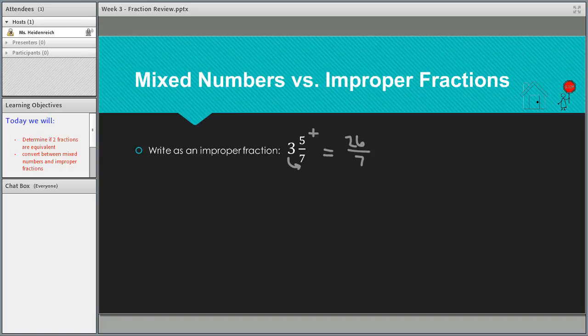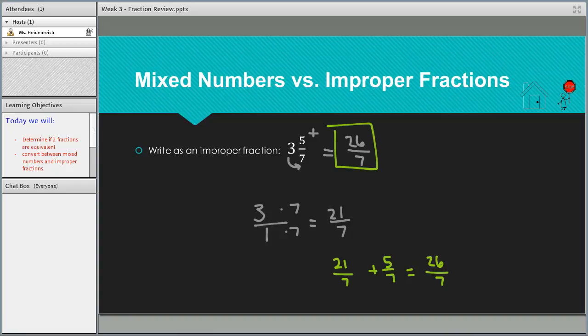Now written out so you can kind of see why that's true. 3, if you change it to have a denominator of 7, we really are multiplying by 7 over 7, and we get 21 over 7. And if you think about it, 21 divided by 7 is really just 3. So that's the same as 3. So if we have 21 sevenths and we have 5 sevenths, that's really 26 sevenths. So that's where all these little calculations are coming from. We multiply the whole number by the denominator and then we add on the numerator and we end up with 26 over 7.